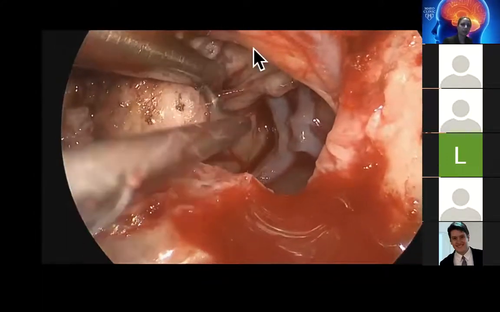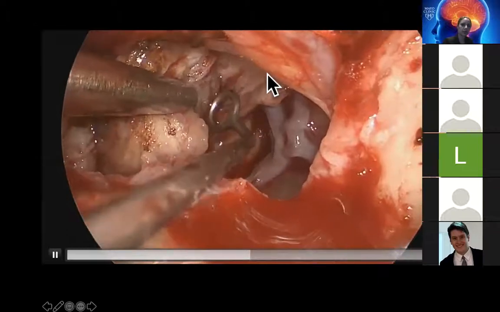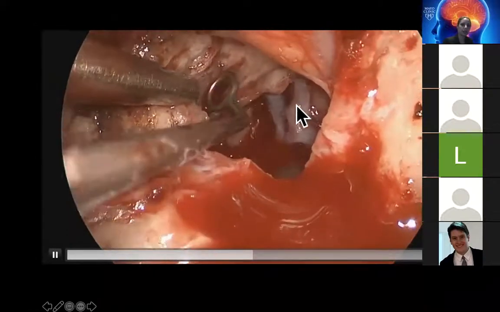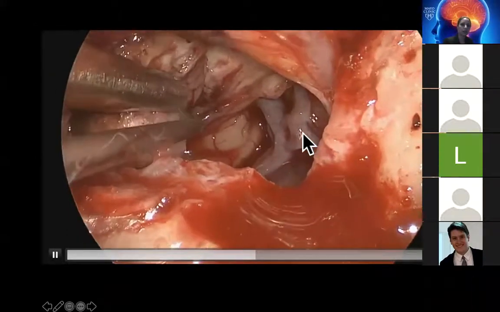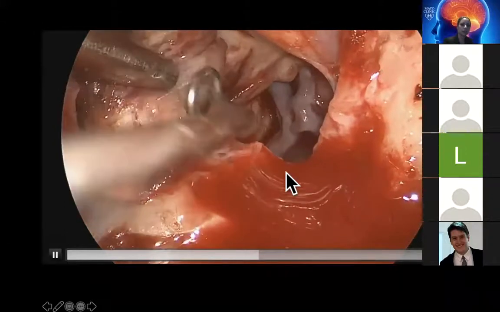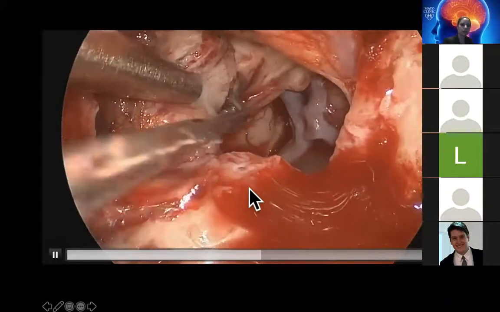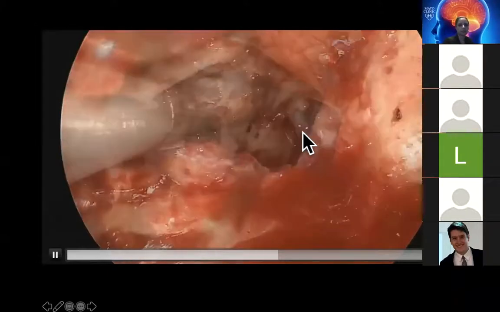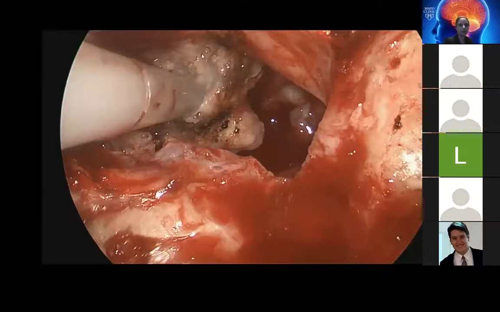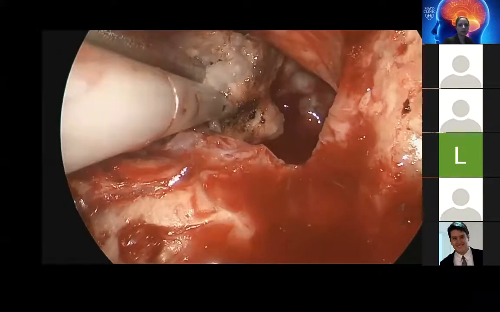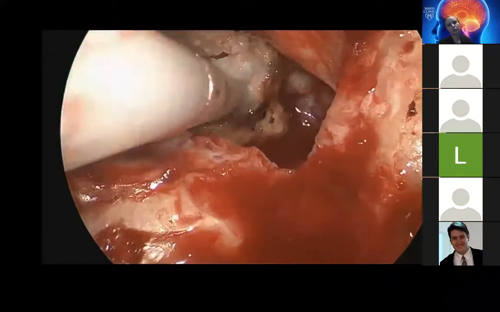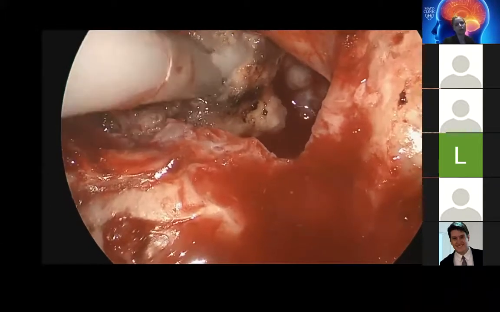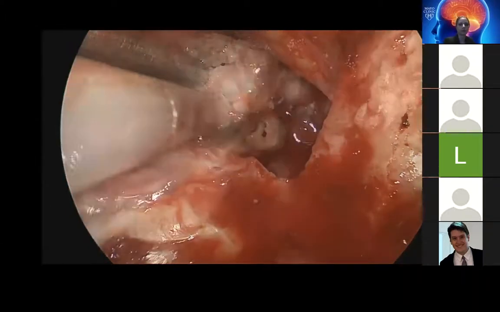We can see there's a little bit of plane between the tumor and the ACAs. This is ACOM, A1 on both sides, A2s here. And this is the optic chiasm and the lamina terminalis. So this tumor needed a little bit more debulking. It's a firmer tumor than the one that I showed you before.